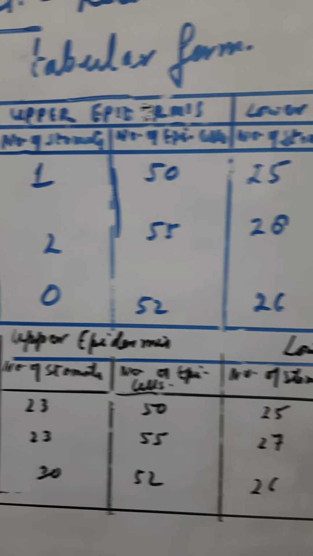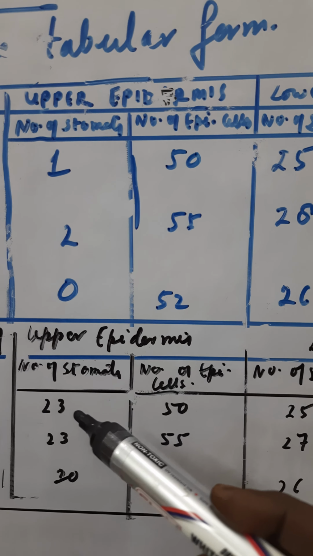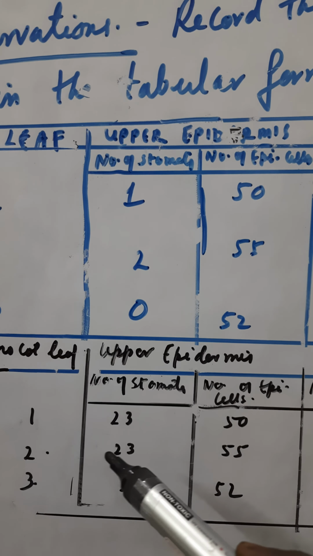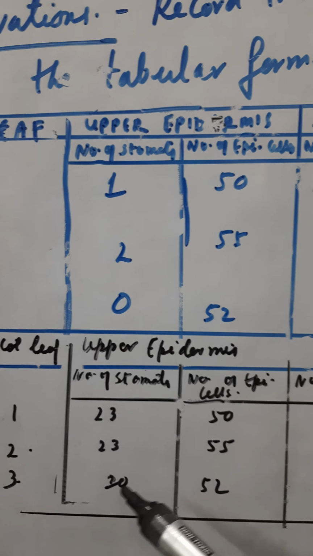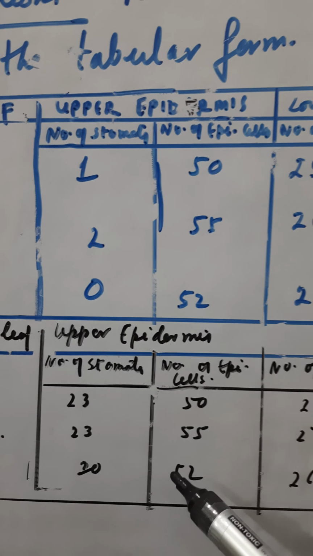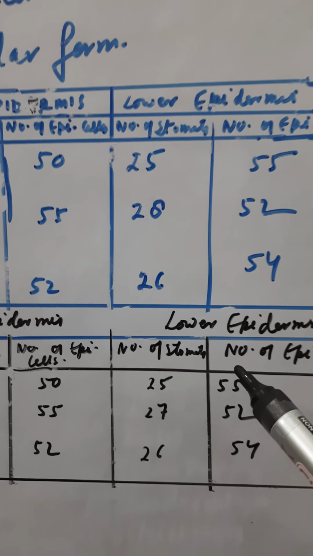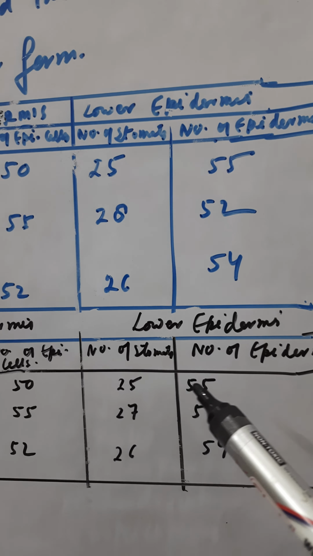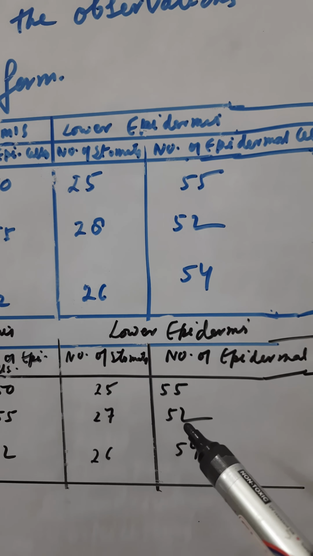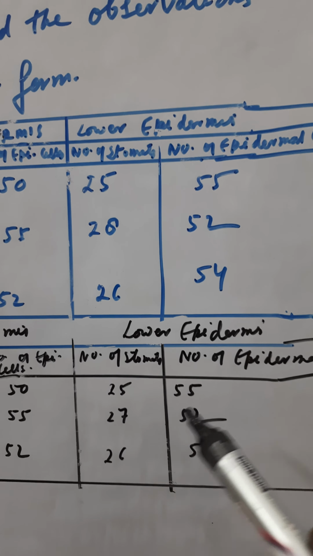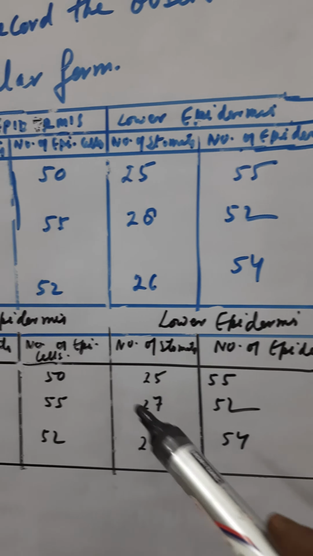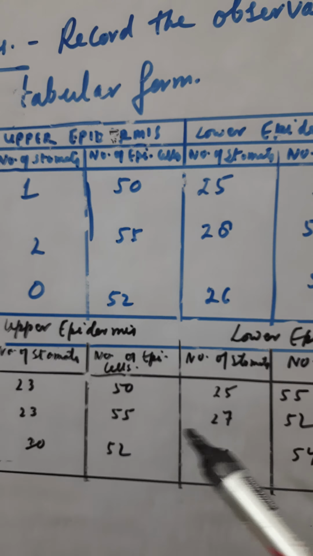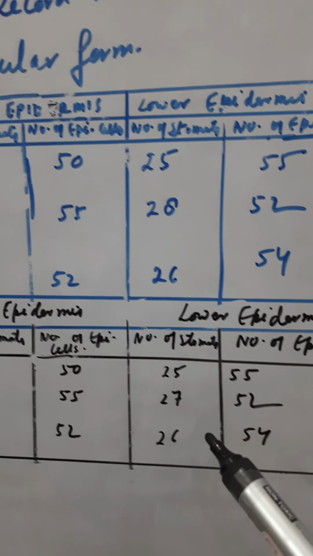Monocot leaf, upper epidermis, lower epidermis. Upper epidermis: 23 stomata and number of epidermal cells 50. In the second field, 23, number of epidermal cells 50. Here number of stomata 30, epidermal cells 52. Whereas number of stomata in the lower epidermis 25, epidermal cells 55. 27 stomata, epidermal cells 52. 26 stomata, epidermal cells 54. So here you can say more or less the number of stomata is similar: 23, 25, 23, 27, 30, 26.